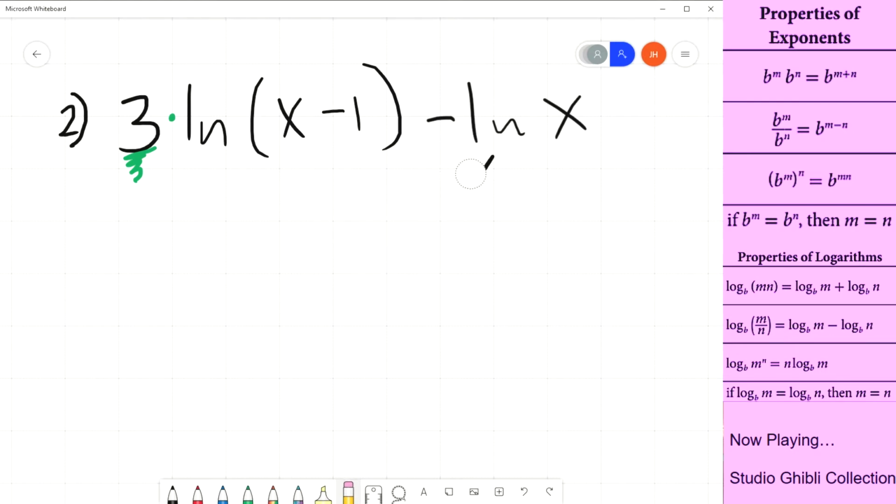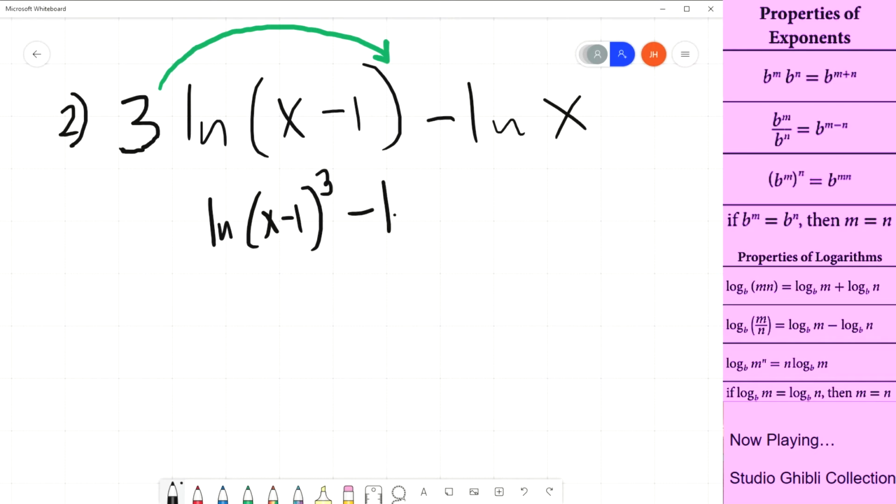Well, we have a property of logarithms which involves coefficients. It is the power rule, right? So if I apply the power rule here, the 3 right there can go as an exponent on the inside of my logarithm. So this would rewrite as the ln of x minus 1 cubed minus the ln of x. Now I can use the subtraction rule and rewrite this as natural log of x minus 1 cubed over x.